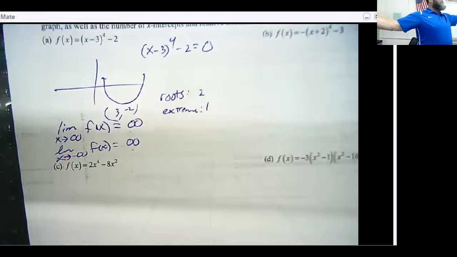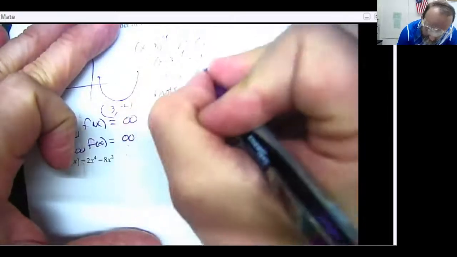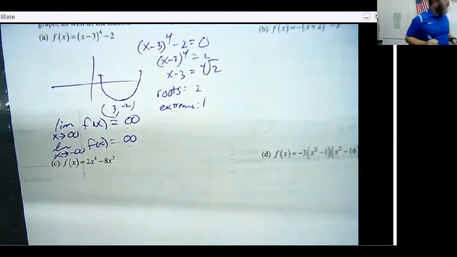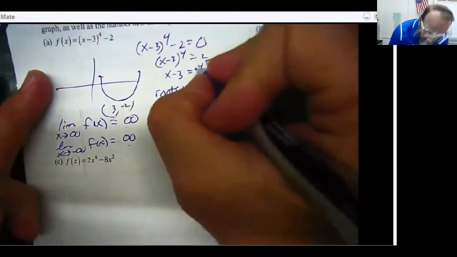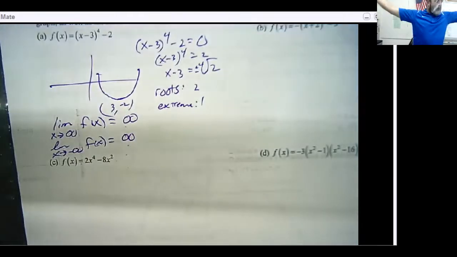Get x by itself. What would you do first? Move that 2. Take the root of both sides. Oh, yuck. So what are the 2 roots? Oh, I forgot something. There should have been a plus or minus. So I need to move that 3 across. It would be 3 plus or minus the 4th root of 2, which is gross, but it's what it is.